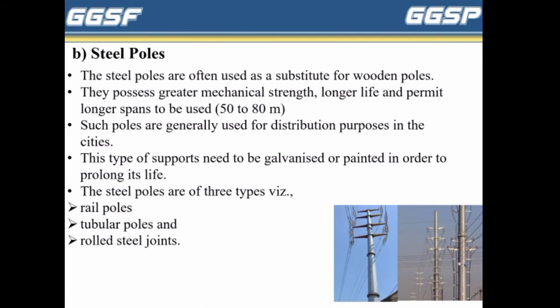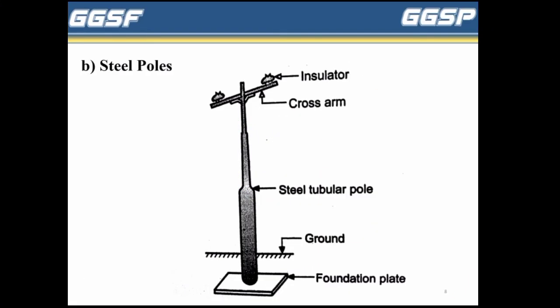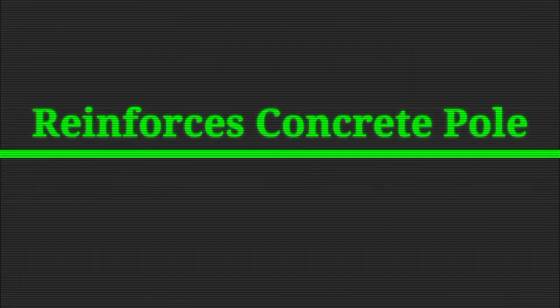The steel poles are classified into three types, namely rail poles, tubular poles and rolled steel poles. The tubular steel poles are generally preferred. Tubular steel poles are typically made of 11 gauge galvanized steel because of their higher strength and rigidity. Here, the structure of steel poles is shown.